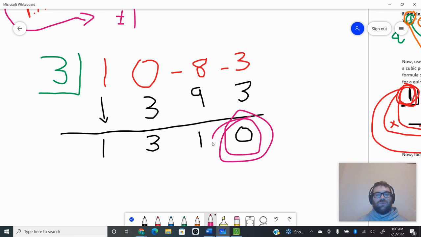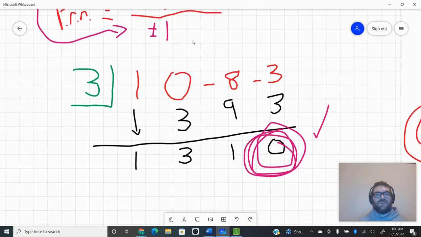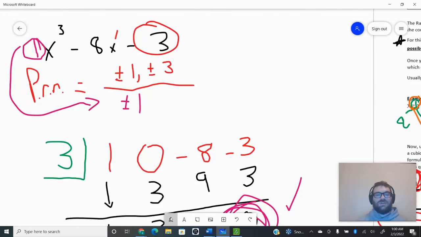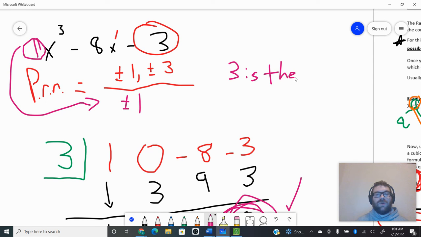This is what you're looking for today. I've told you only one works, so what I would expect to see from your homework here is you say something like 3 is the rational root. That's all we need to do today.